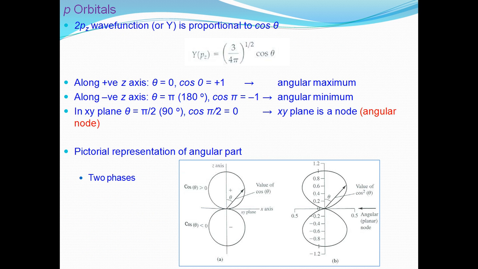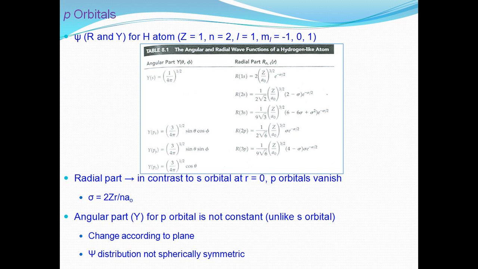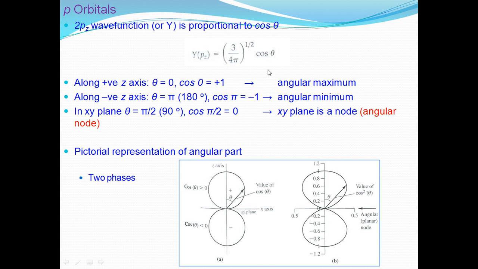Now, how do we draw or represent our p orbitals pictorially? Let us look at the angular wave function. Remember that the radial wave function is not going to give us a whole lot. It's just that the size is going to be increasing because r is increasing. But the shape of the p orbital is going to depend on the angles theta and phi. What is that shape?